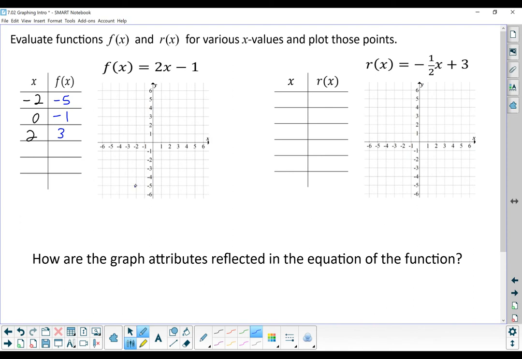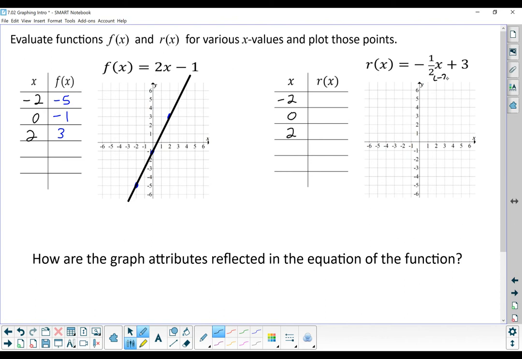So if I graph that, we've got this one here, 0, negative 1, and 2, 3. So there's our line. There we go. Let's graph this next one. Those x values worked pretty well there, so I'm just going to pick those same x values.